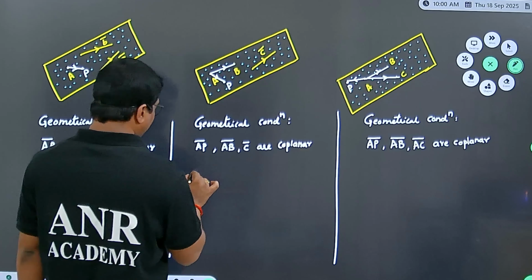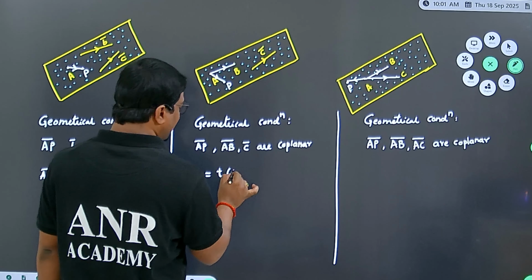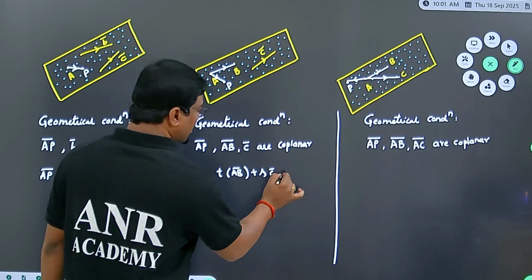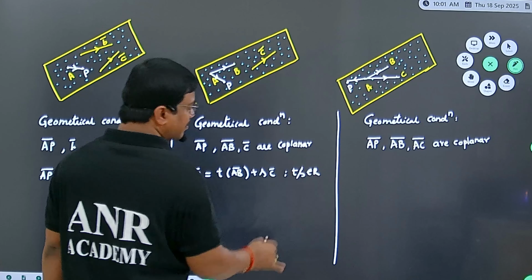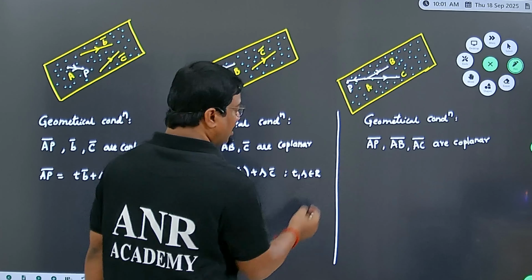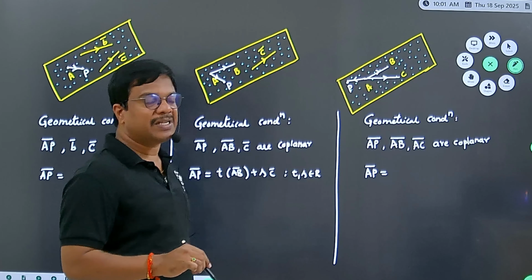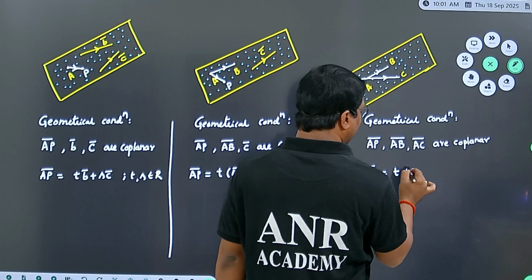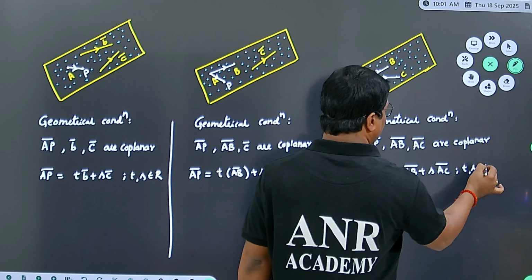Next here, again one vector can be written as a scalar multiple combination of the remaining two, where t and s are real numbers. Here also one vector is a linear combination of the remaining two when the three vectors are lying on the same plane. So I can write t times AB plus s times AC, where t comma s are real values.